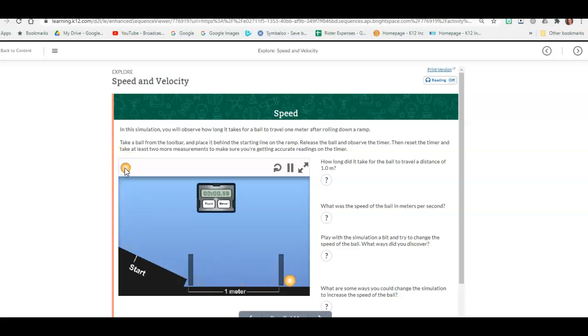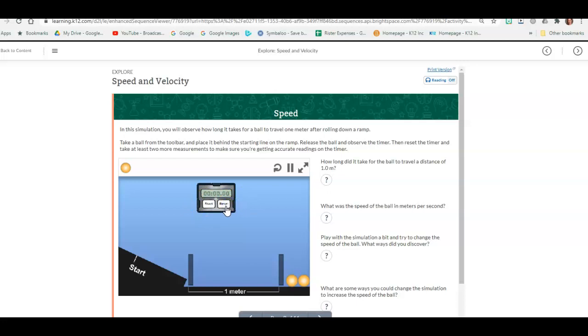You're starting and you're seeing how long it took by looking at the timer, 0.69 seconds. So we reset, putting it behind the starting line. Again, you always test it 3 times, right? Oh, did we not reset it? I don't think we did.